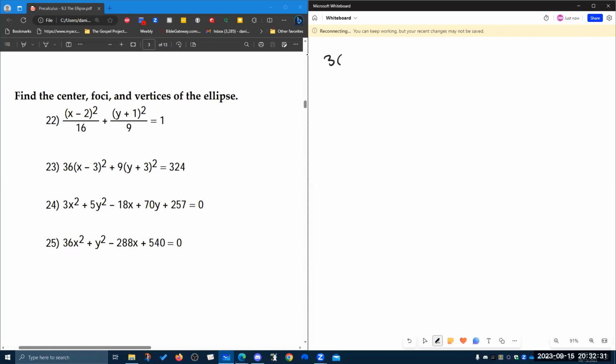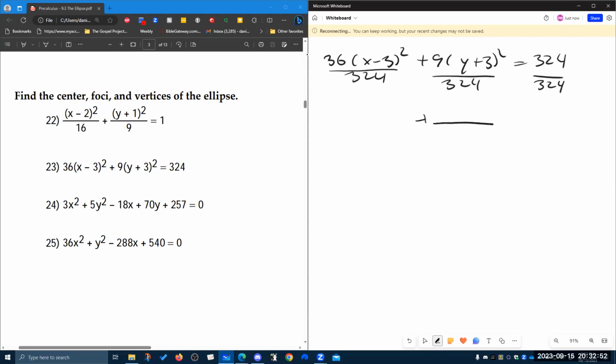Now let's start with 36 times (x minus 3) squared plus 9 times (y plus 3) squared equals 324. So we're going to divide everything by 324. Nine goes into 32 3 times with 5 left over. 9 goes into 54 6 times. So just as I suspected, many times they take this 36 and this 9 to multiply them to get this number. That's not always the case.